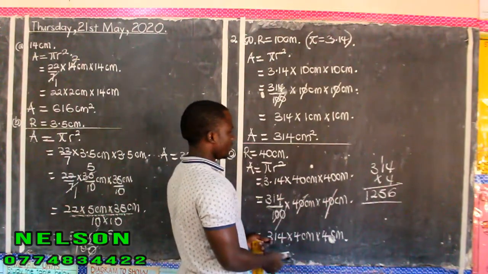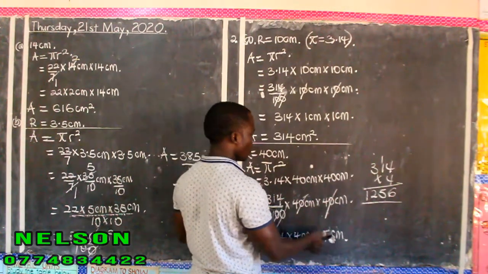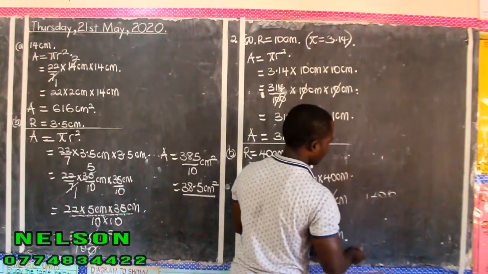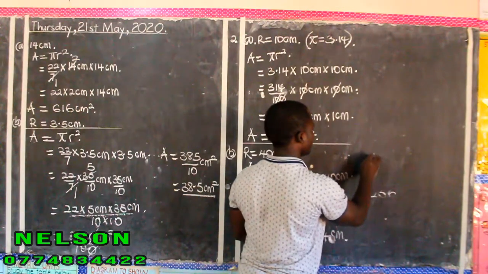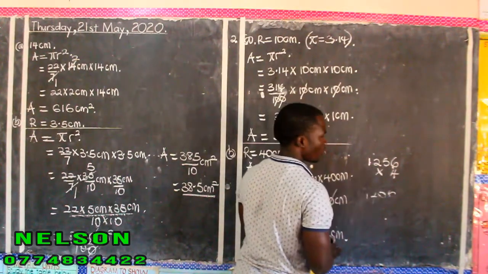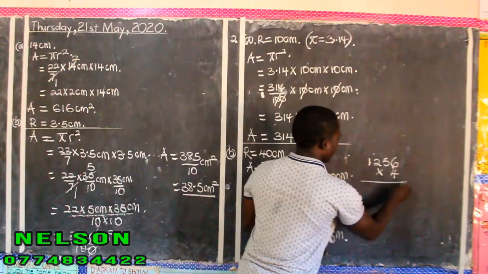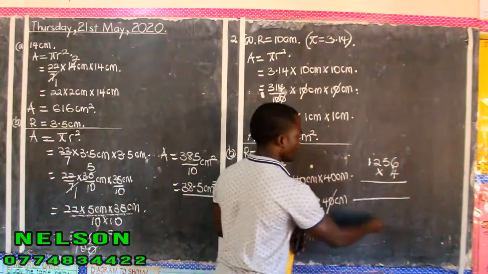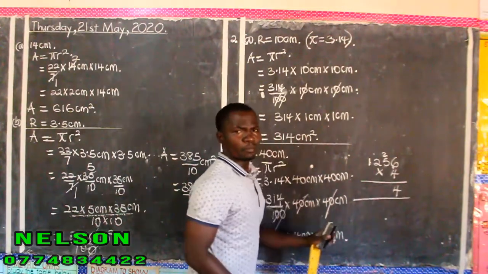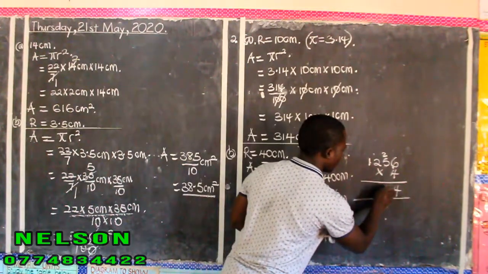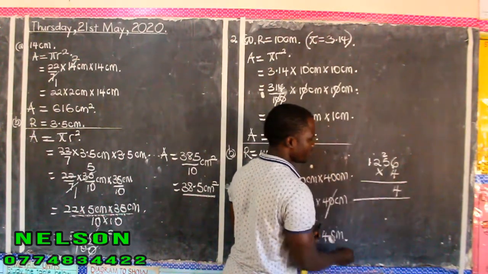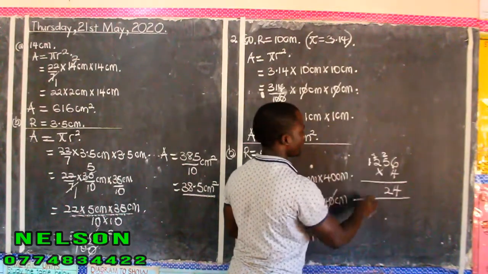1256 again times 4. What do you get? 4 times 6, 24. Write 4, carry 2. 4 times 5, 20 plus 2, we get 22. We shall write here 2 and carry here 2.